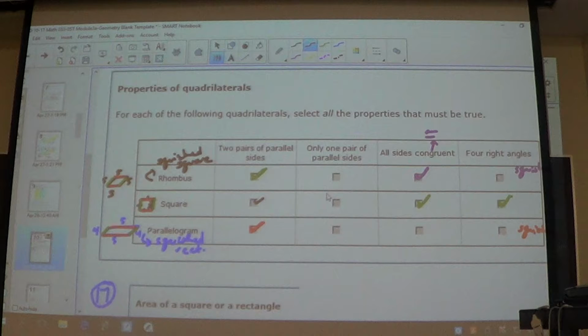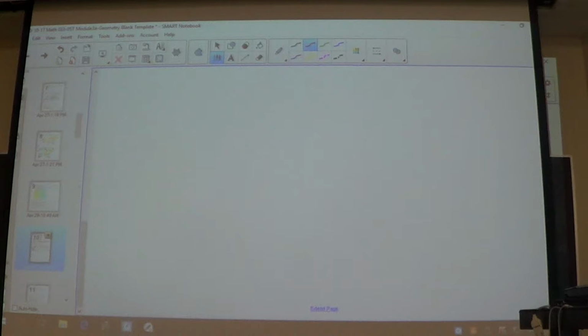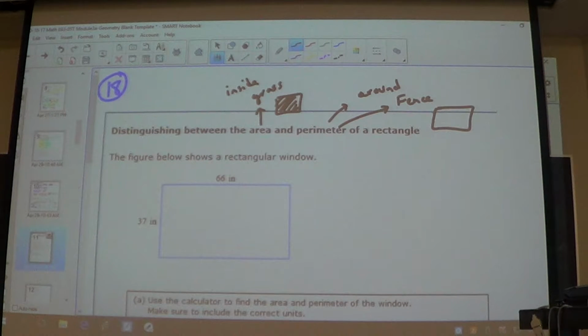Now, area. Let me go into a better area problem. That one's too easy. They want us to distinguish the difference between area and perimeter. Area is when you're doing the inside of something. Perimeter is when you're doing around or the outside of something. So in your backyard, if you're doing the fence, that's going to be the perimeter. If you're doing the grass, that's going to be the area. So the inside is the area. The fence is going to be the perimeter.